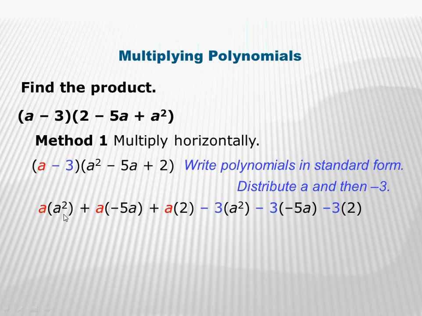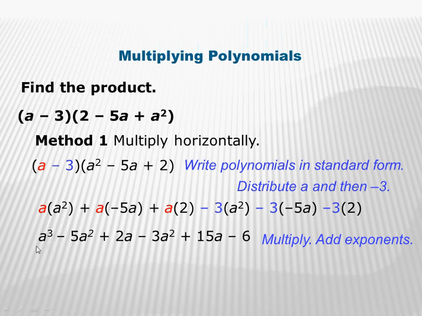I have a times a squared. The next one is a times negative 5a, and then a times 2. After I've distributed the a, then I distribute the negative 3. So negative 3 times a squared, negative 3 times negative 5a, and negative 3 times 2. Now I'm ready to actually multiply each of these. So a times a squared is a to the third. A times negative 5a is negative 5a squared. A times 2 is 2a. Negative 3 times a squared is negative 3a squared. Negative 3 times negative 5a is positive 15a, and then negative 3 times 2 is negative 6a.